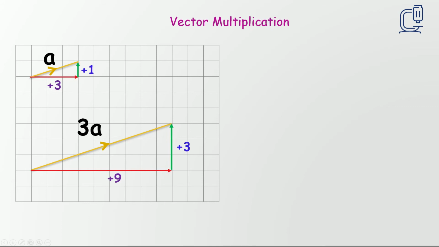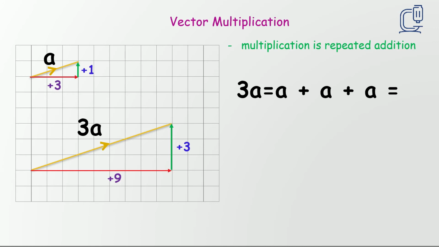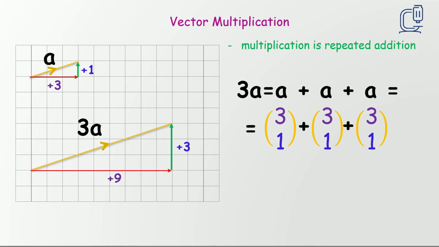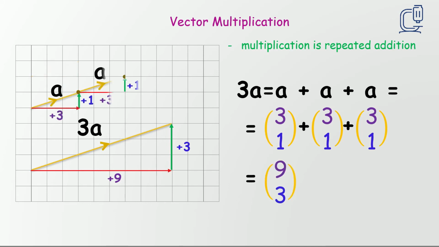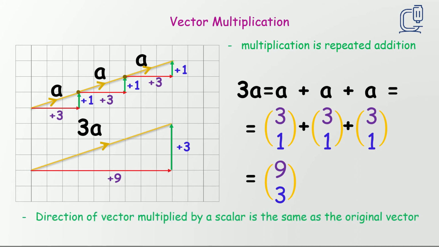We can think of multiplication as repeated addition. So we can also say multiplying the vector A by 3 would be 3A is equal to A plus A plus A, which is equal to these vectors combined, so 3 plus 3 plus 3 and 1 plus 1 plus 1 gives us an answer of 9 and 3. Now as you can see, we can visually say these are 3 lots of x component and 3 lots of y component. The direction of the vector when it's multiplied by a scalar number is the same as the original vector, but the magnitude of the vector, also called the absolute value of the vector, has changed.